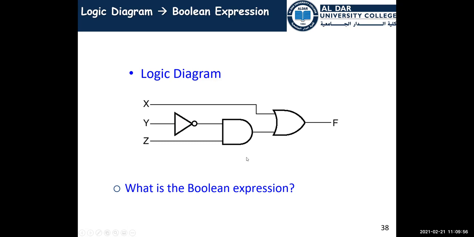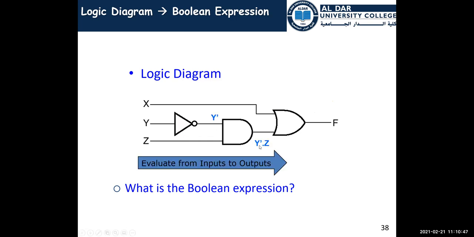Now, what about the Boolean expression? The Boolean expression is just an expression using x, y, z. So for example, here we have x, and here we have y dash. Here we have z. Here at the output, we have z, y dash. And here we have x or y dash z. So f equals x plus y dash z, okay? So this is y dash, this is y dash z, and this is x plus y dash z. This is f.